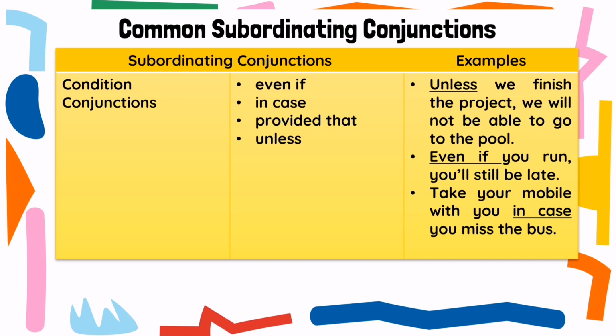Or, the first thing will happen only if the second thing also happens. Next, "unless." It is used for saying that if something does not happen, something else will happen or be true as a result. Sample sentences, we have: Unless we finish the project, you will not be able to go to the pool. Next, even if you run, you'll still be late. Next, take your mobile with you in case you miss the bus.